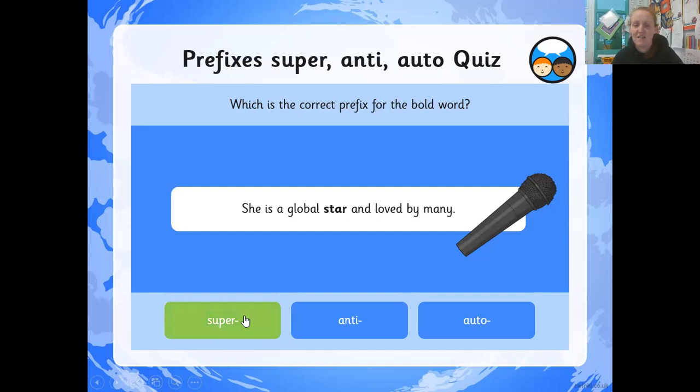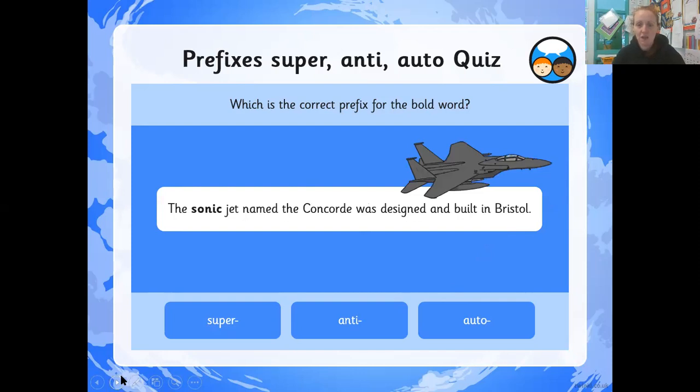Will it let it turn to green? There we go. Which means that she's more than just a star. She is bigger than a star. And we can tell by the word global as well, which means that she's known all around the world. Okay, let's have a look at this one. The sonic jet named the Concorde was designed and built in Bristol. Bristol is a place in England.